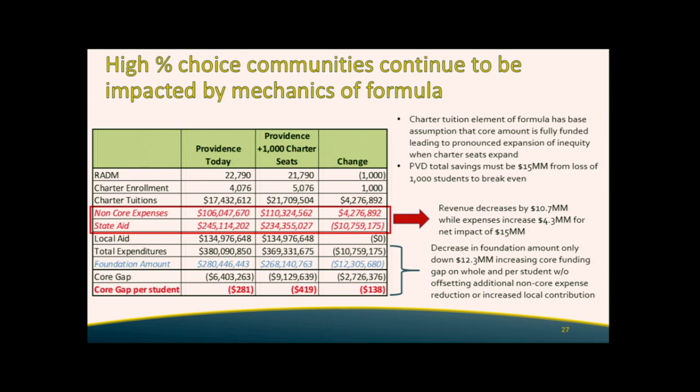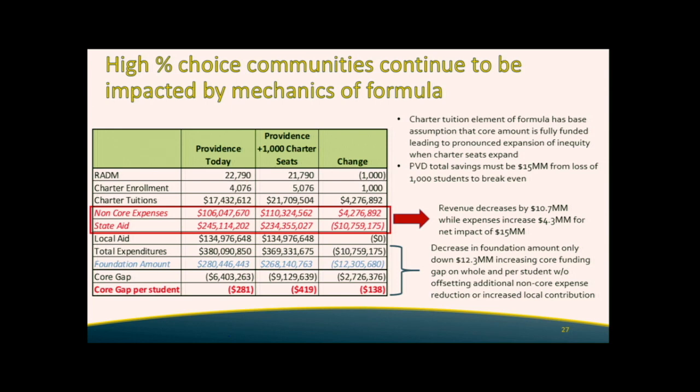What you'll see a little bit further down below, where the blue line starts to go on the foundation amount, is that the funding formula model says that by losing those 1,000 students from a core and student success factor basis, the city's obligation would only come down $12.3 million. So you can see there's a differential between the 15 and the 12.3 that would have to be offset with additional expense reductions, either in core or non-core expenses, to make those changes.